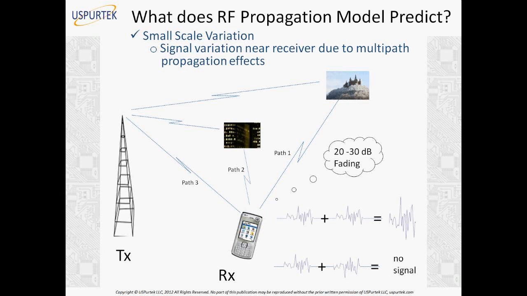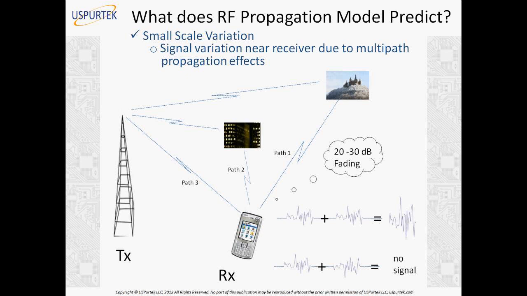Why are they reaching out of phase? Because they are traversing different lengths of distance, different lengths of paths. And this can result in fading. This is called fading. Up to 20 or 30 dB of fading. Your signal can fall below by 20 to 30 dB just because of this small scale variation. It's not large scale variation.